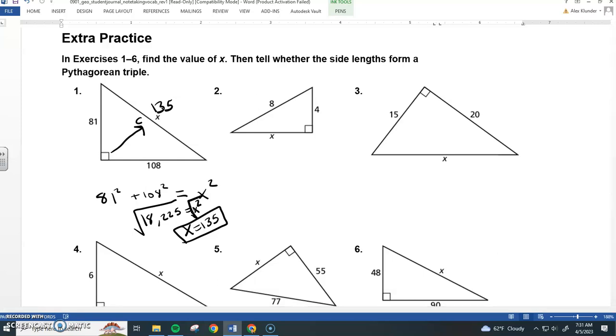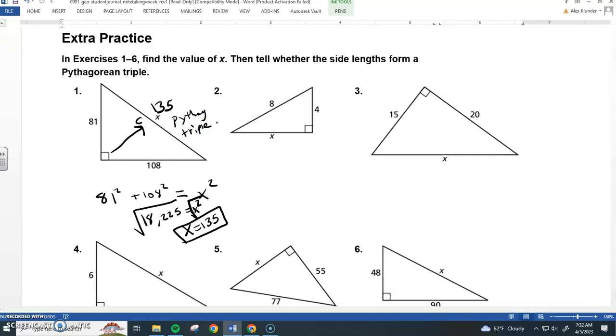And the question does say, tell whether the side lengths form a Pythagorean triple. Well, we've got 81, we've got 108, and now we've got 135. So yeah, absolutely, this is a Pythag triple. Because it's all whole numbers, there's no decimals.